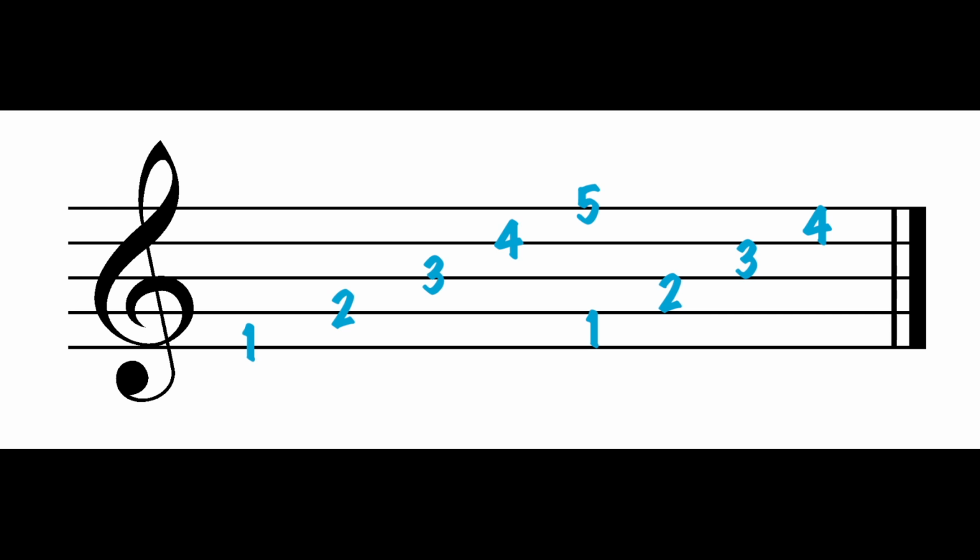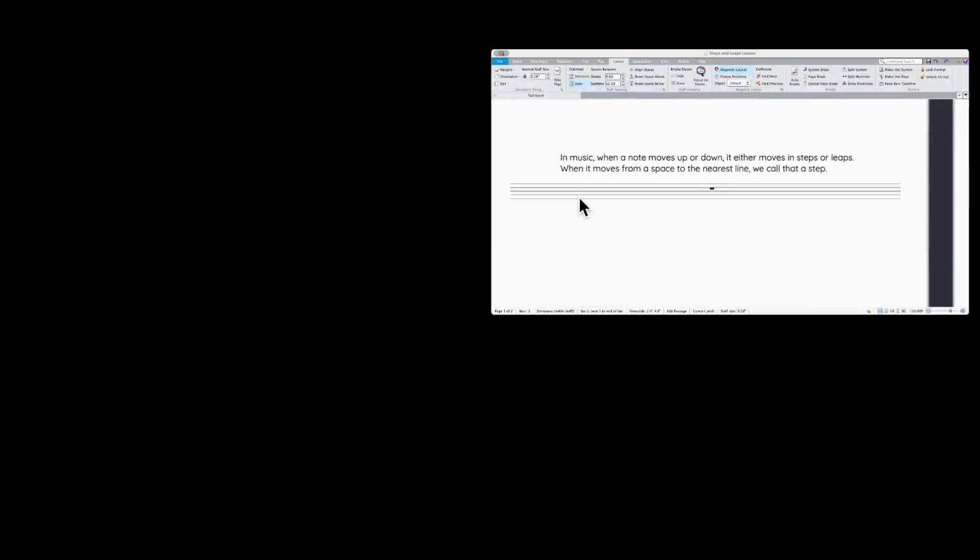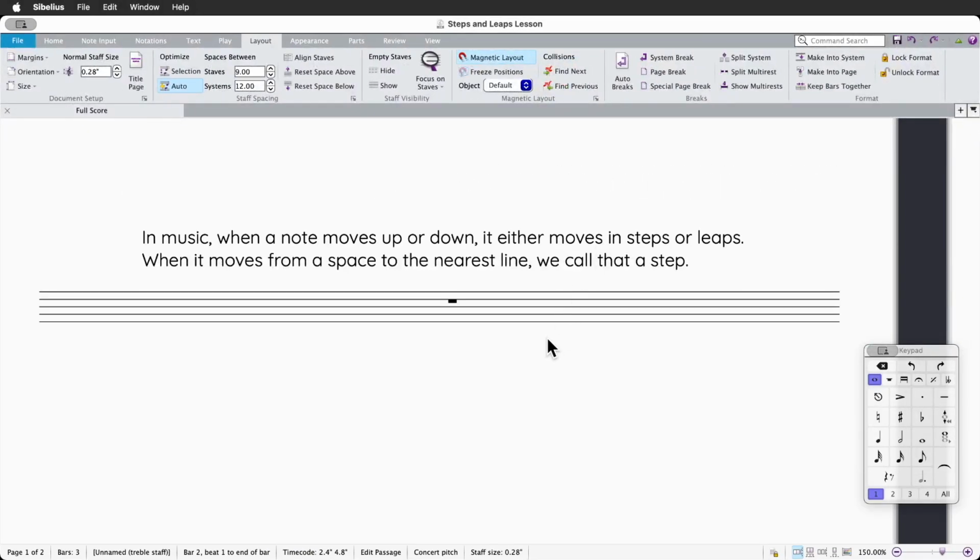We're going to go over to Sibelius now. And Sibelius, if you remember, is the software program used to create professional-looking scores and music for different instruments, vocals, choirs. You can do anything with this program. So if you're interested in learning more about Sibelius, we do have some programs in our library that include Sibelius. Today I'm going to use it to illustrate steps and leaps.